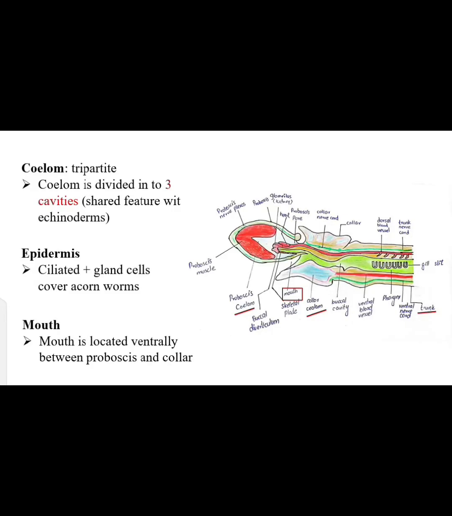Along with the three body regions, that is proboscis, collar, and trunk, the coelom or body cavity is also divided into three cavities: the coelom in the proboscis region, the coelom of the collar region, and the coelom in the trunk region. The epidermis is ciliated and has glandular cells which cover the acorn worm. The mouth is located ventrally between the proboscis and collar.